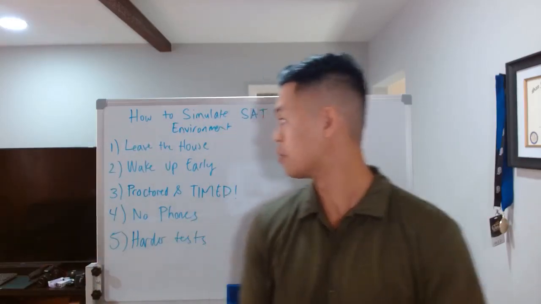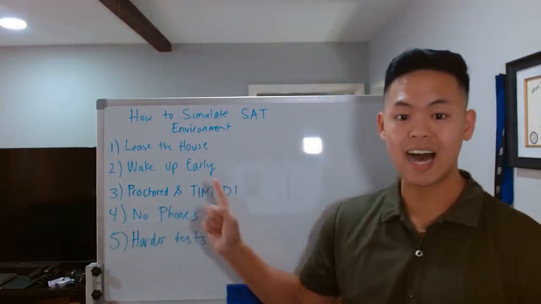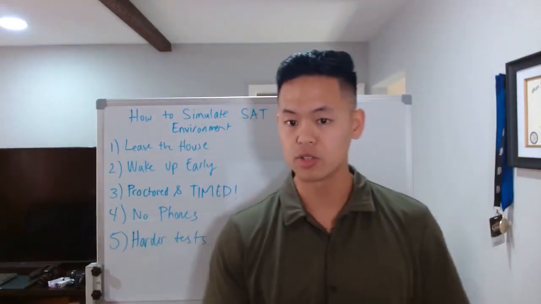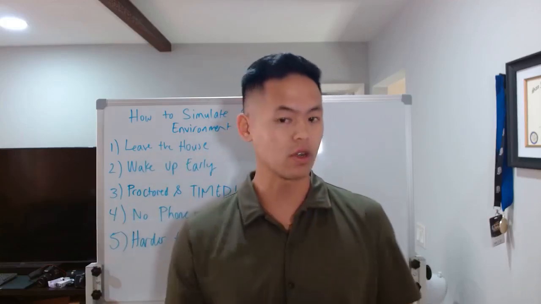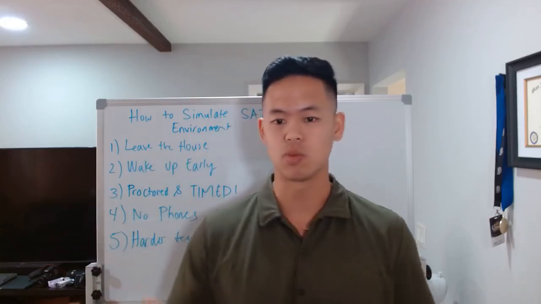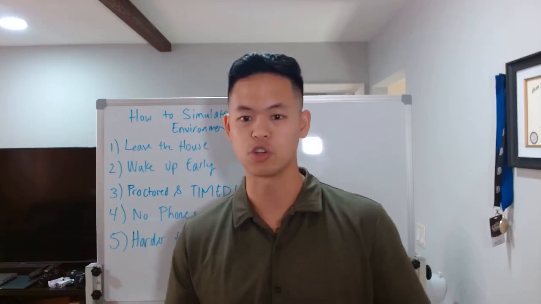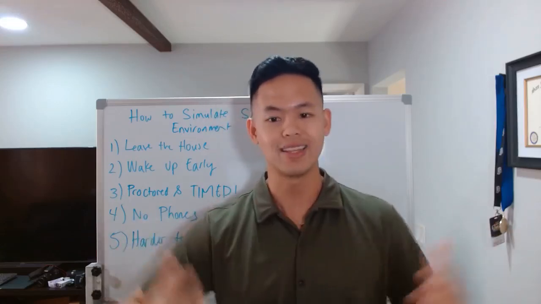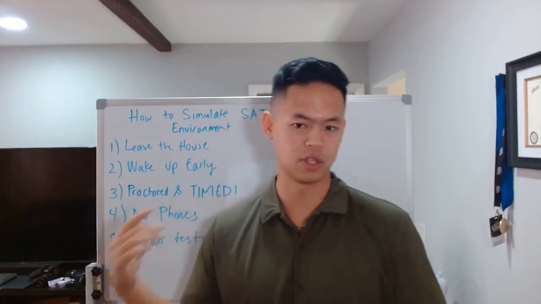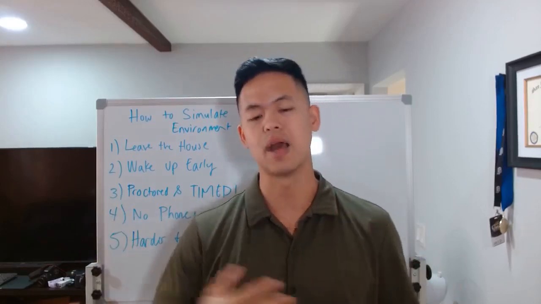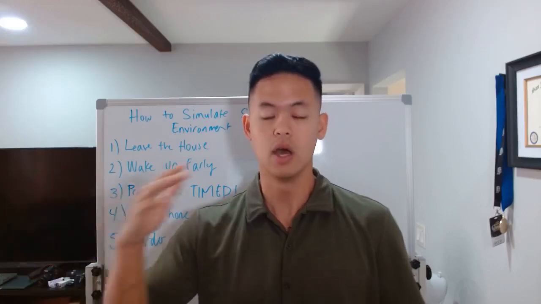Step number three, proctored and timed. Make sure that your teen's SAT practice exam is proctored and timed. Ideally, that means you need to have someone watching your teen to make sure they aren't cheating, but in all reality, that's just not very possible for you. You're parents, you have a lot of things to do most of the time, so it's not going to be ideal to have someone actually there.